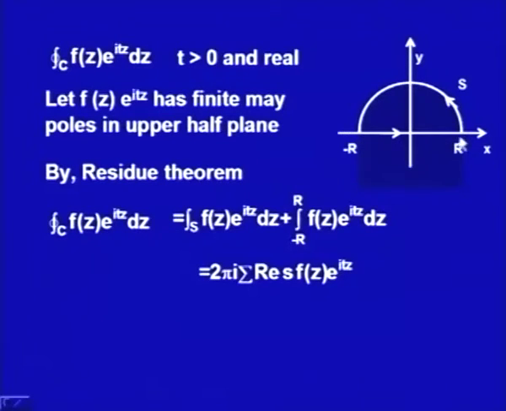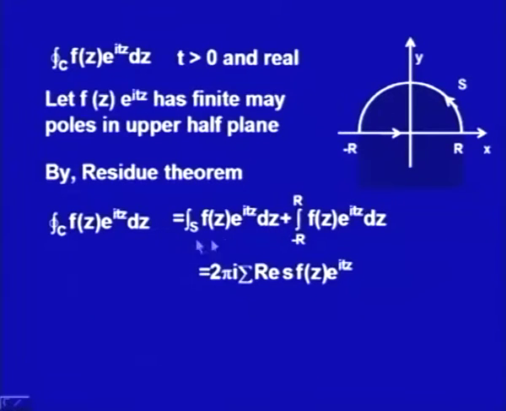So, we could write it as the integral from minus r to plus r of f(x) e to the power i t x dx. Now, this integral we have to evaluate. This integral is equal to the integral on the closed contour C of f(z) e to the power i t z, minus the integral on the path S, which is the semicircle, of f(z) e to the power i t z dz.